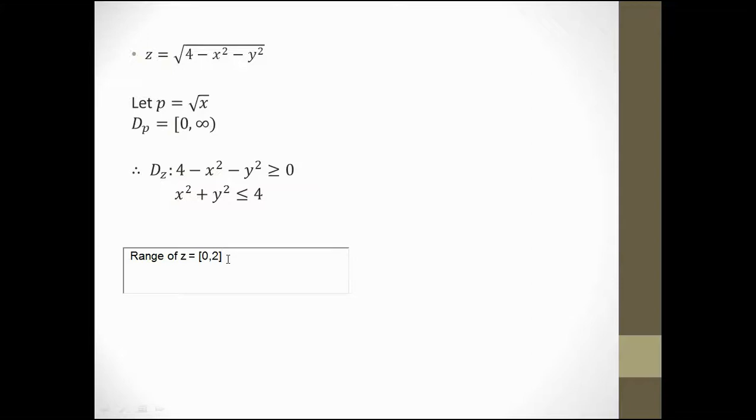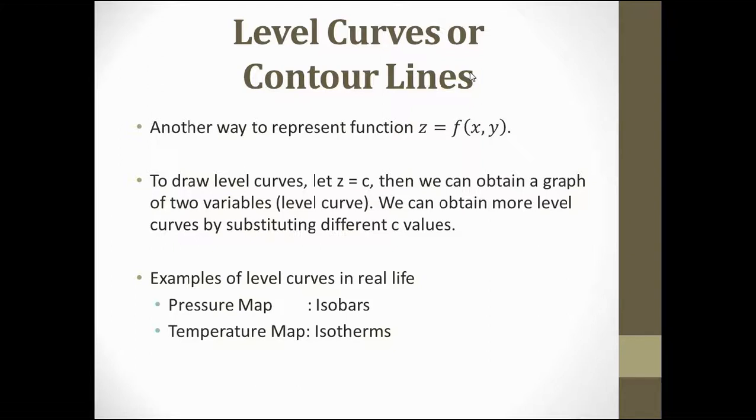So that's all for finding the domain and range of a function of two variables. After examining the range and domain, let's turn our attention to level curves or contour lines. Actually, level curves and contour lines are another way to represent a function z equal to f(x,y). And to draw level curves, we first have to let z equal to c, then we can obtain a graph of two variables, or in this case, we call it specifically the level curve. We can obtain more level curves by substituting different c values.